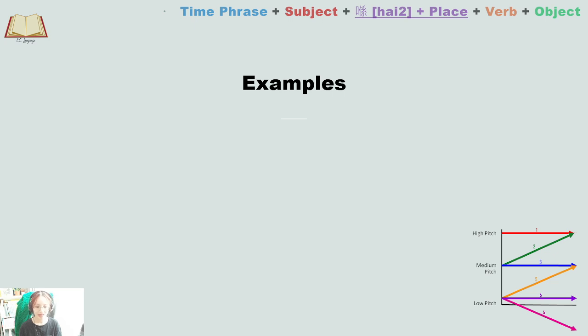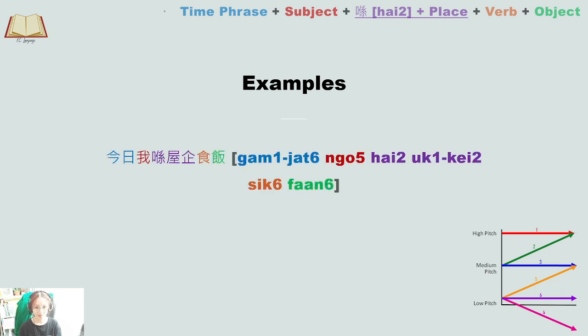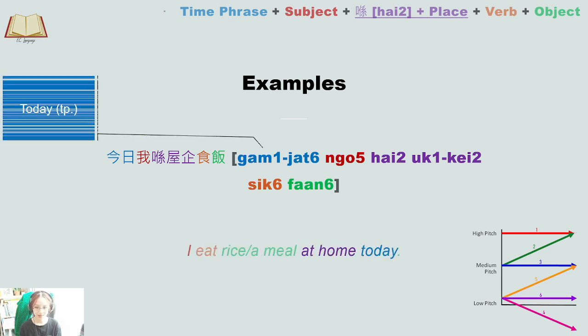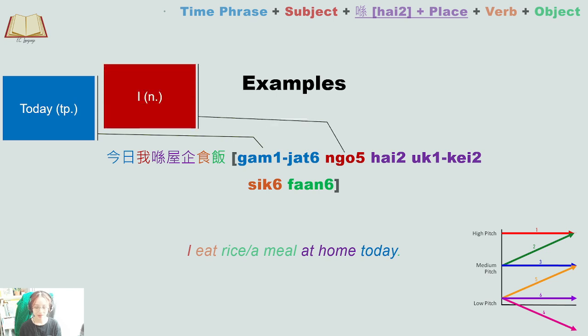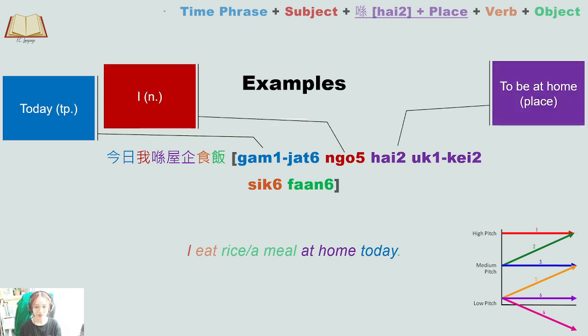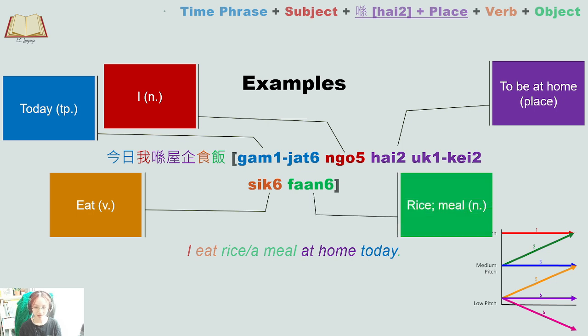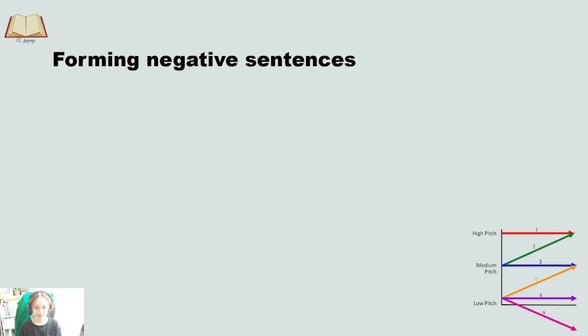And this is how it looks like with the time phrase before the subject. 今日我喺屋企食飯. I eat rice or a meal at home today. 今日 today. 我 I. 喺屋企 to be at home. 食 eat. 飯 rice. Now forming negative sentences is actually very easy.